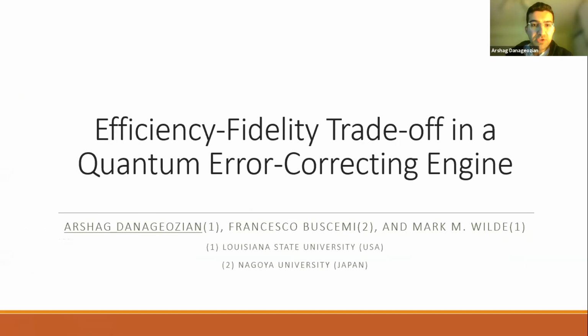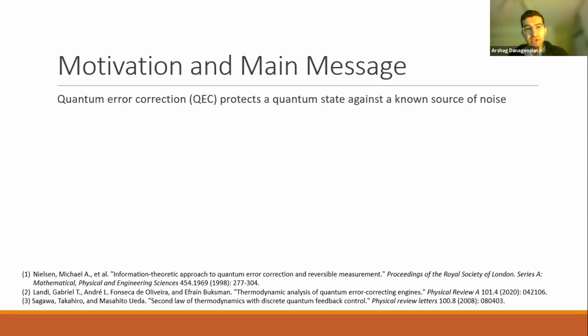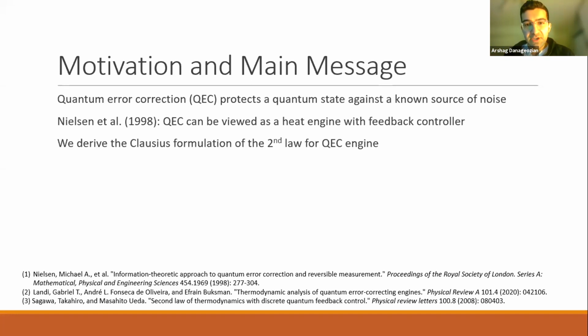All right, so I'm gonna jump right ahead and start by giving a motivation and the main message at the same time. So first of all, I'm gonna be talking about quantum error correction, which is basically a procedure by which you can protect a quantum state from a known source of noise. It's been well known since 1998 that you can look at this process as a heat engine that operates with a feedback controller, right? So since that's the case, we can derive the second law, specifically the Clausius formulation of the second law for this engine, which we do.